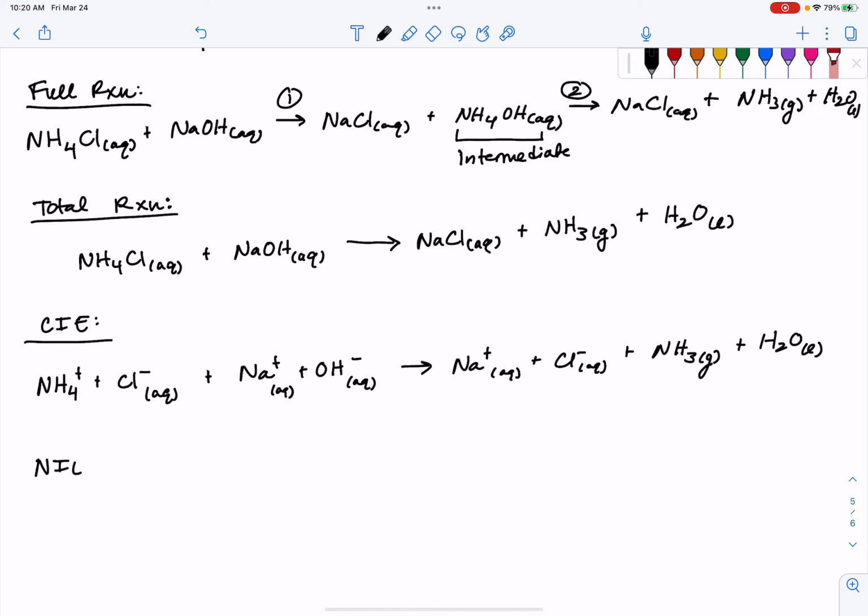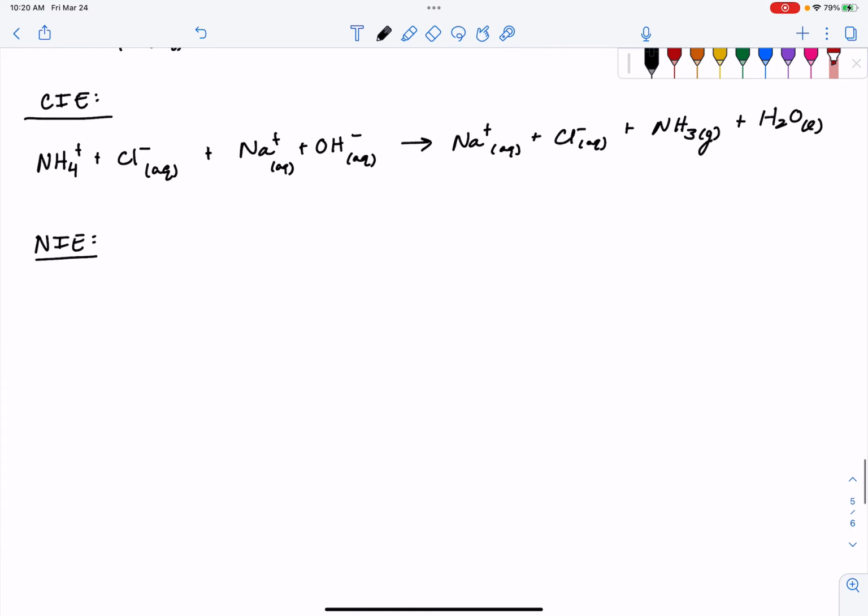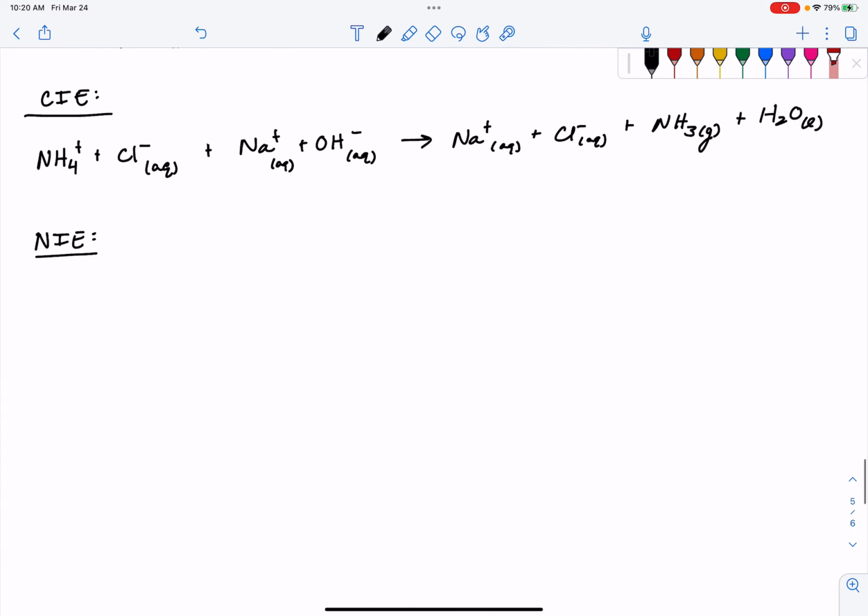I could also take this a step further and write my net ionic equation, which eliminates my spectator ions, or any ions that didn't seem to do anything interesting upon the reaction of these two reactants. And if I look for these in my reaction, I've got sodium cation and then chloride anion, which really didn't do anything. These are my spectator ions. They are still present in the beaker.